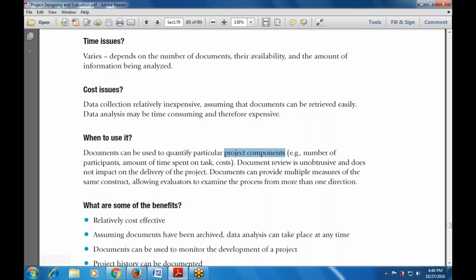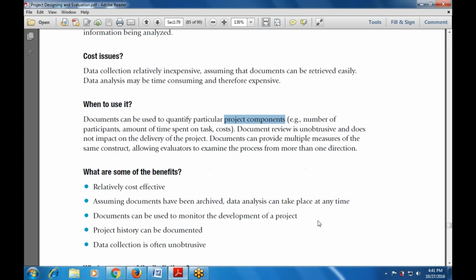Then, assuming documents have been archived, data analysis can take place at any time. Whatever the document that is archived, whatever the criteria that is used, data analysis can take place at any point of time, and the documents can be used to monitor the development of a project.